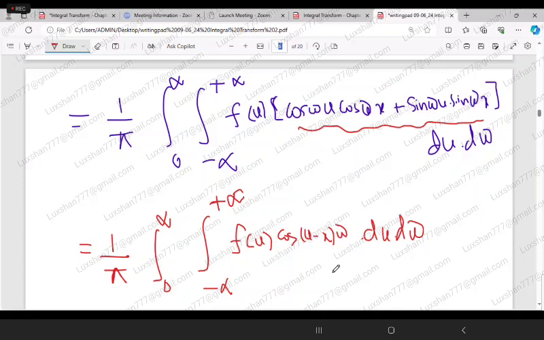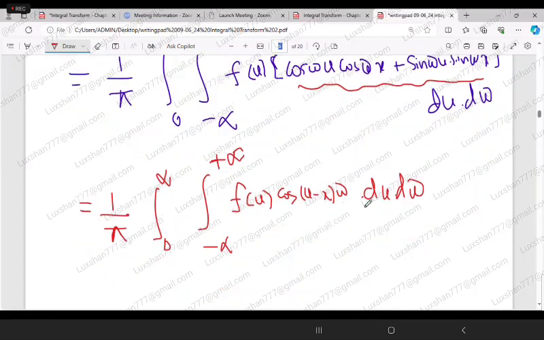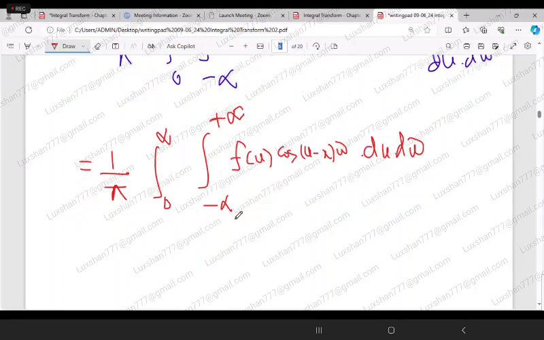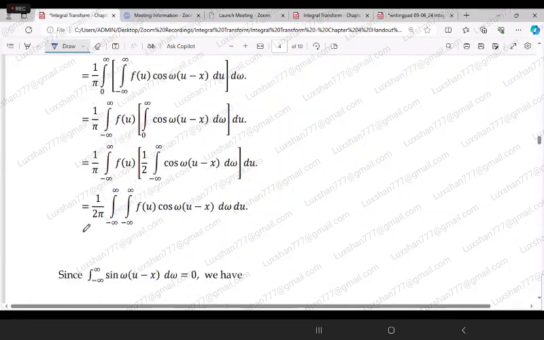Now, keeping this with me, I'm going to change the order of the integration. Look at here, I'm writing this way. This is equal to f of u cos omega (u minus x), this one, right? Look at the notes now. So that is what we are doing here. So we are at this point now.